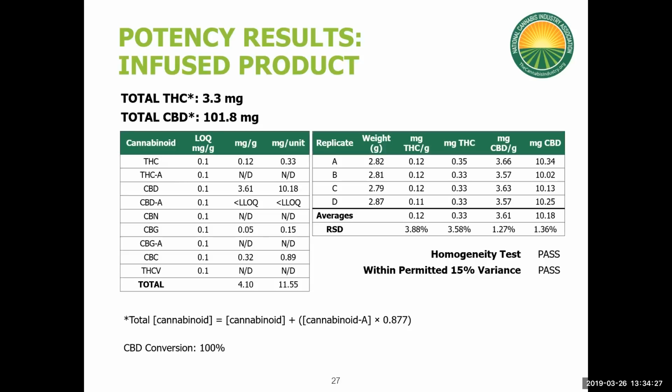Also, you might see a within permitted variance pass or fail. And so in Colorado, the permitted variance is 15% for infused products. What that means is if we get a sample in the lab that's labeled 100 milligrams CBD and we test it, the result must be between 85 and 115 milligrams for it to pass.